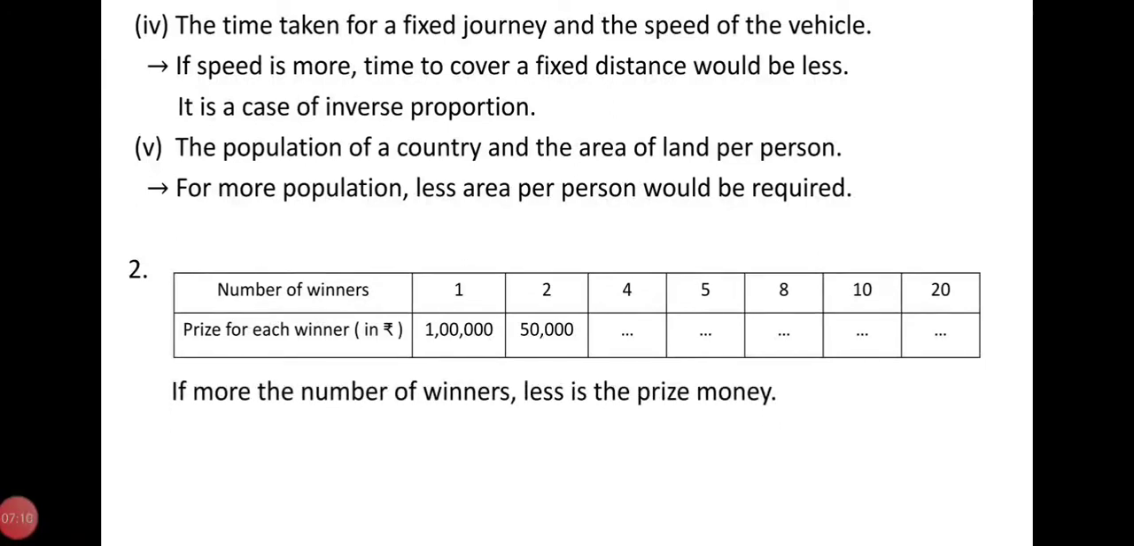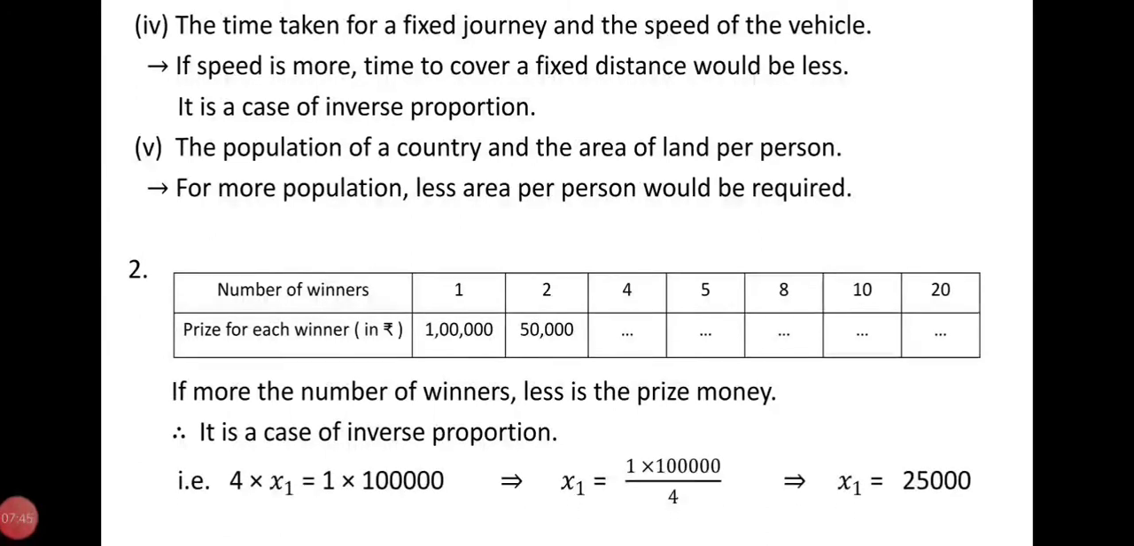Now let's see first whether it is the case of inverse proportion or direct proportion. The more the number of winners, the less the prize money. Therefore, it is a case of inverse proportion. So you know that if the number of winners increases, the prize money will decrease. Therefore, it is a case of inverse proportion. Now let us find out what amount each winner will get if 4, 5, 8, 10, or 20 winners are there.